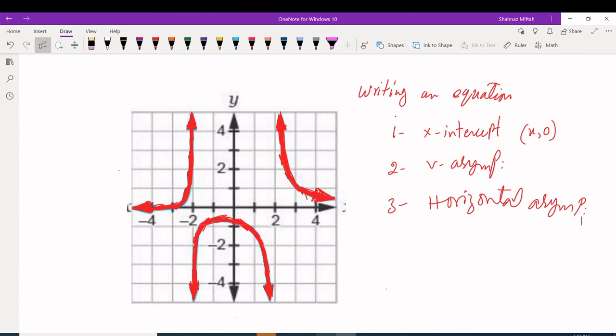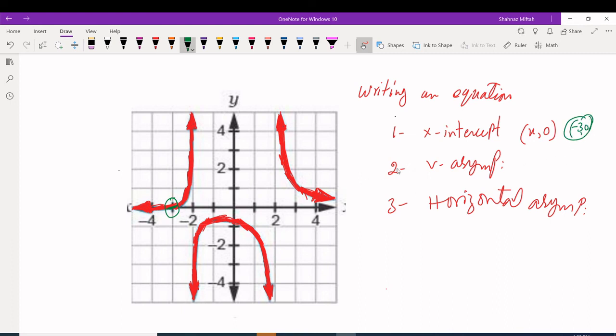Okay, let's talk about how to write an equation for a rational function if you have a graph. So this is my graph, and these are the 3 things you need to figure out to write an equation for the rational function: x intercept, vertical asymptote, and horizontal asymptote. X intercept means when y is always 0. So what is my x intercept here? If you pay attention, this is the only portion right here where the x is negative 3 and the y is 0. So my x intercept is negative 3. I'm just going to write there negative 3, 0. That's what it is.